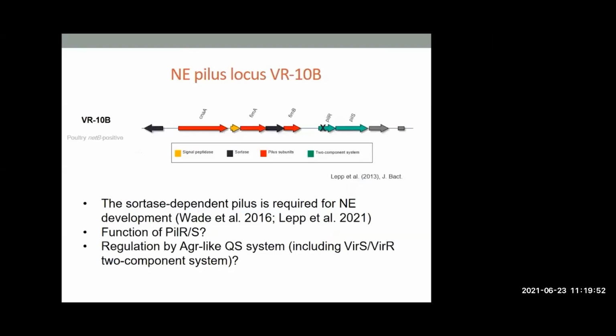In 2013, our group published a paper about the NE pilus locus. In this locus, there are three structural components of the pilin proteins. In addition, the sortase is indicated by black color. In the downstream, there are two components labeled with green. They are called PilR and PilS. They appear to be two-component regulation systems. However, their functions are unknown.